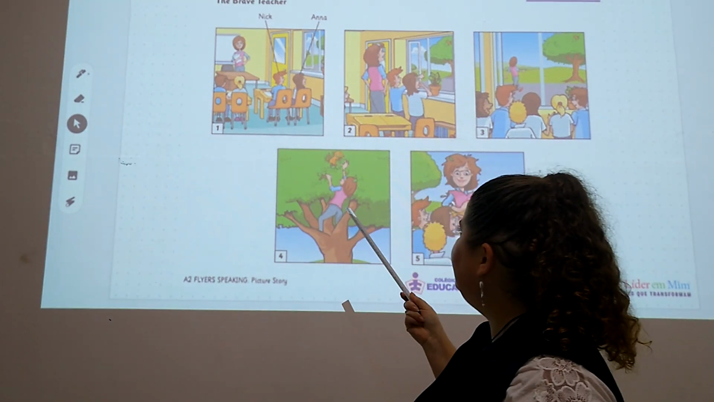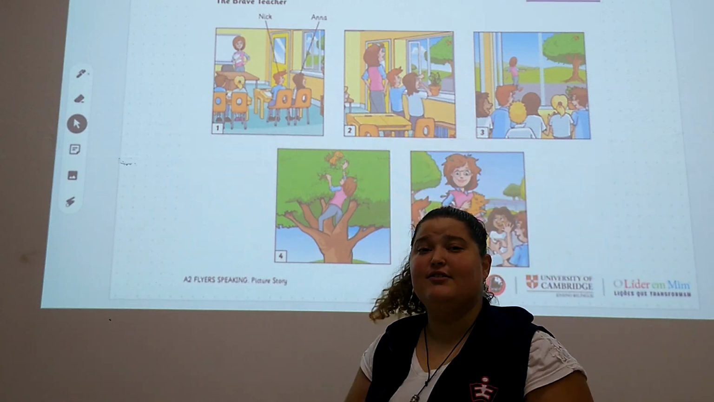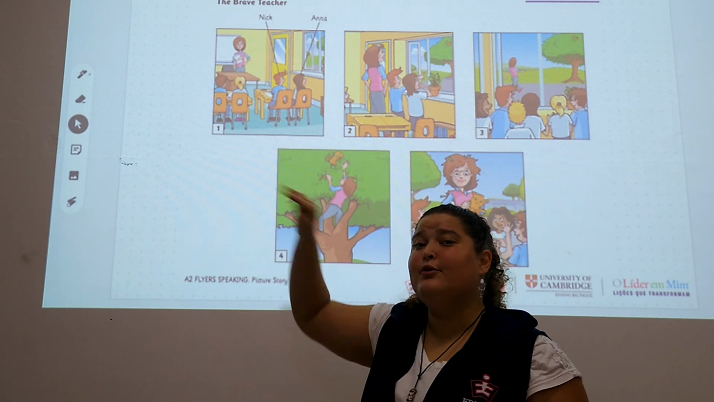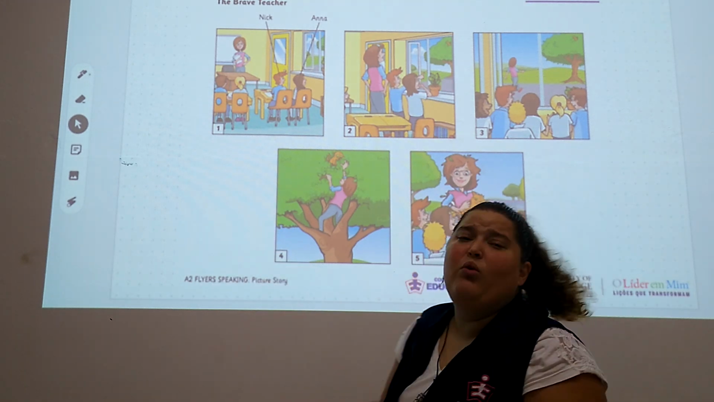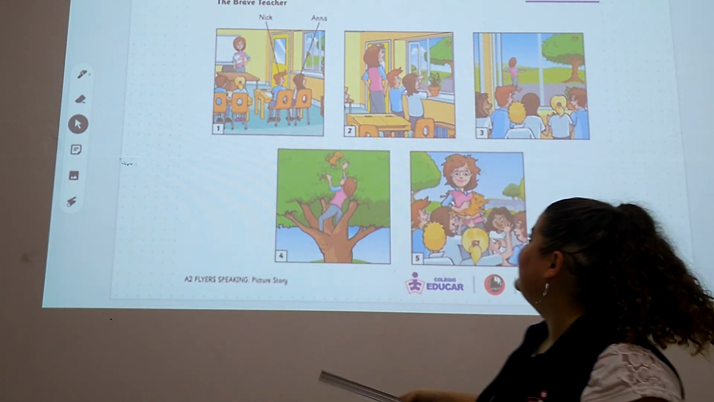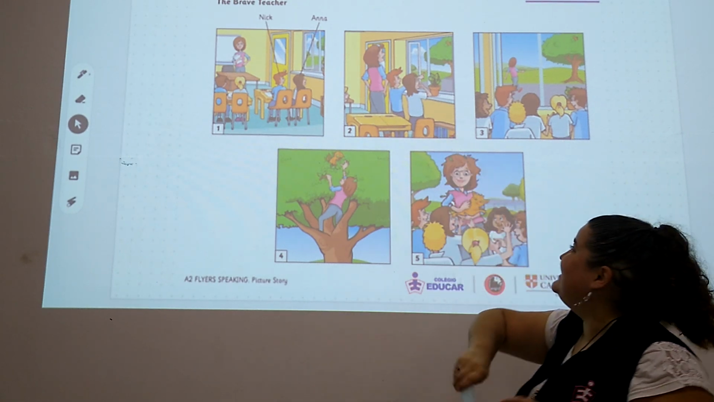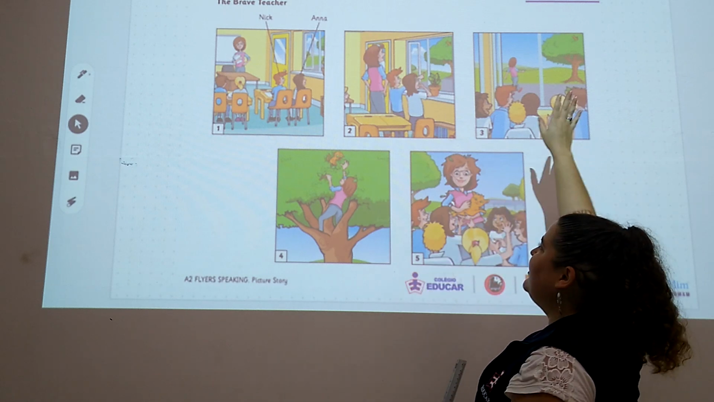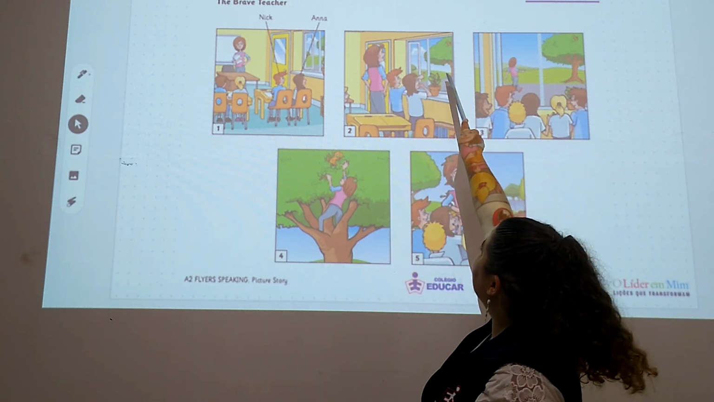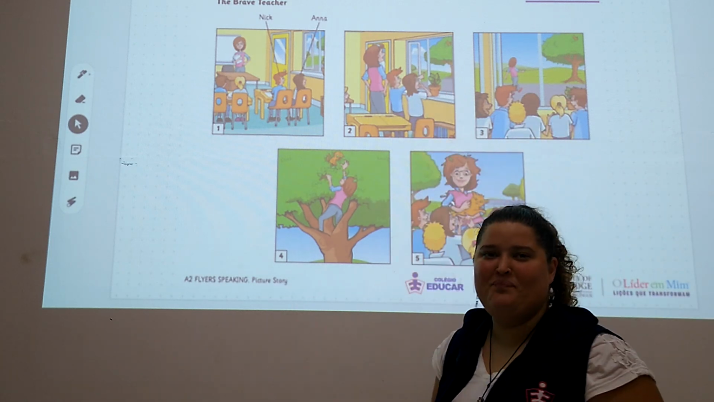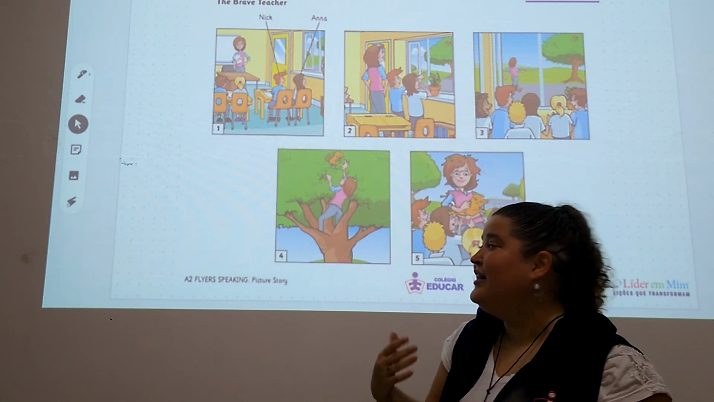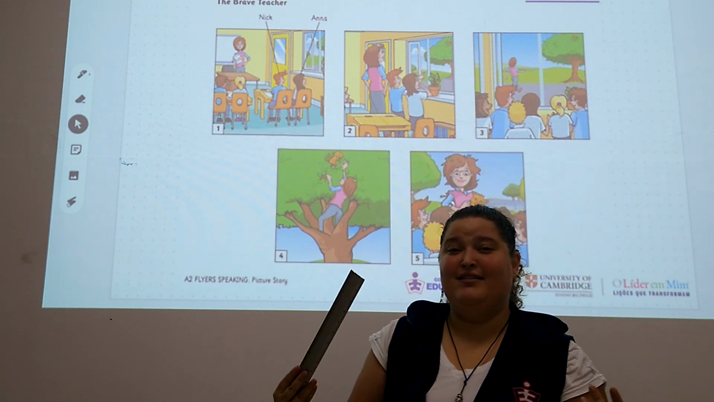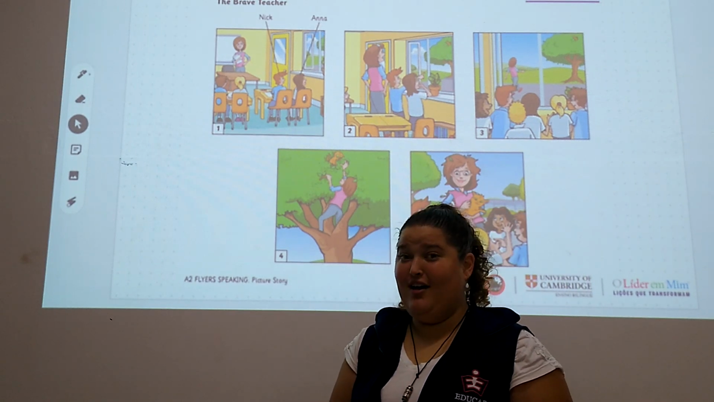So if you look at the first picture, you can see that the teacher is in front of the classroom and Nick and Anna are looking through the window. What are they seeing through the window? In the second picture, you can see that they call the teacher. They call the teacher and say, "Teacher, look outside. Look at the tree. What is that on the top?" So what you need to do? You need to use these pictures to describe the story. And you can be creative, okay?